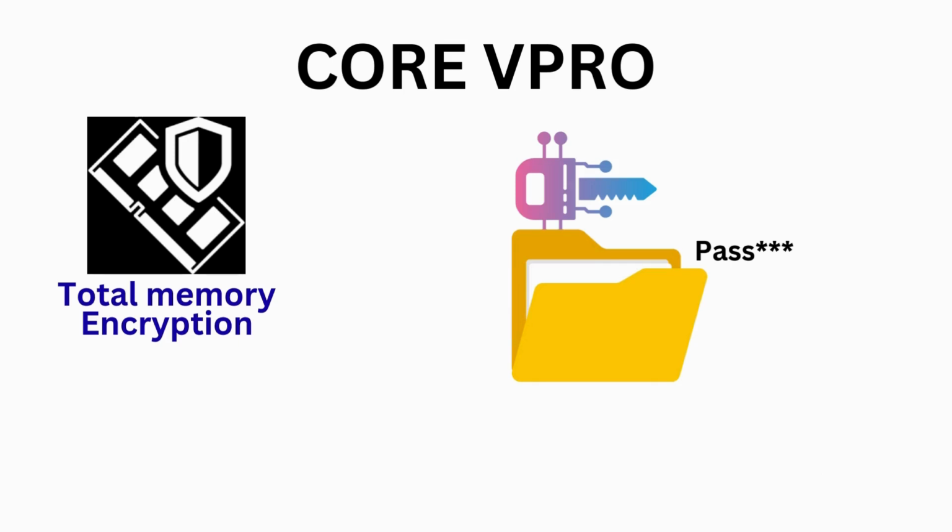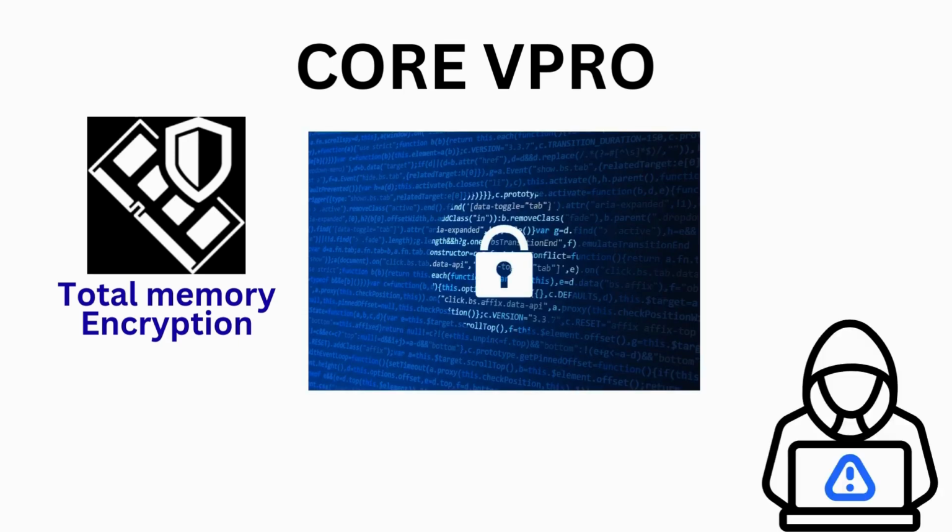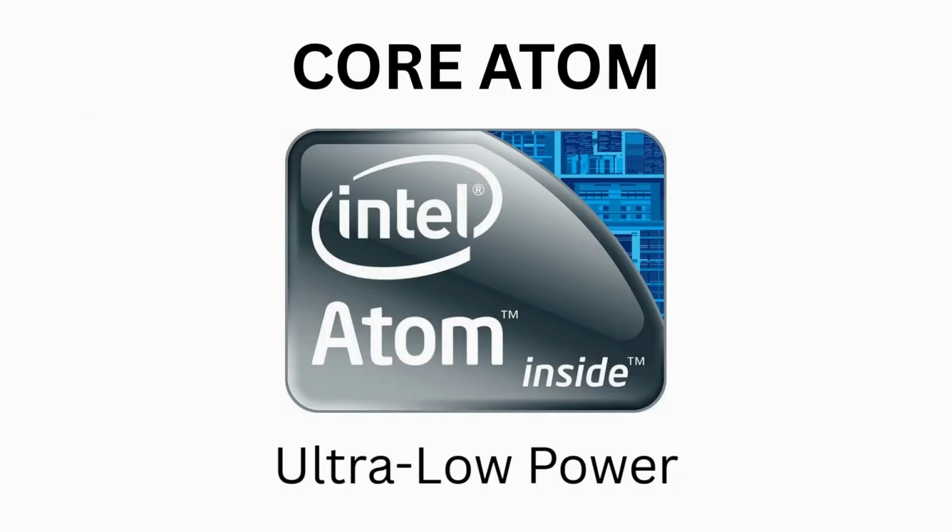And the Total Memory Encryption means it can encrypt your login credentials, encryption keys, and other text-based files that are stored in the memory. So if somebody wants to steal your data, the data they get will become scrambled and unreadable instead. Ultra-low power processor that's built for small and portable devices.